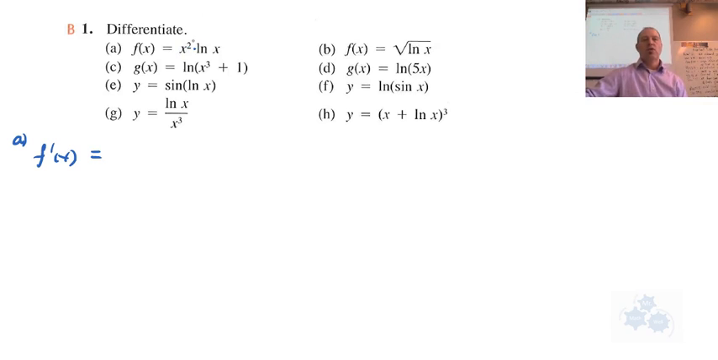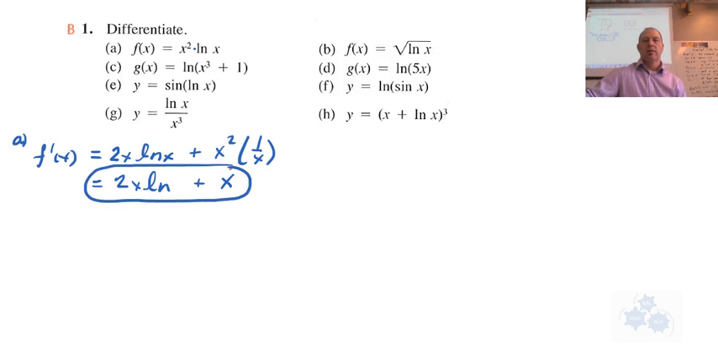So the derivative of the first, with respect to x, is 2x times the second, ln x, plus the first, x squared, times the derivative of the second. What did we just say the derivative of ln x was? 1 over x. Awesome. So that's 2x ln x plus x. You don't have to factor it. You can take an x out if you want, but that's fine. Right there for a.